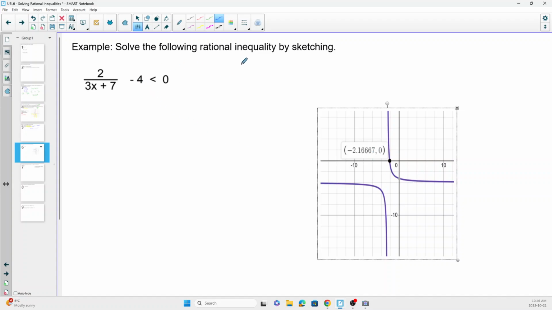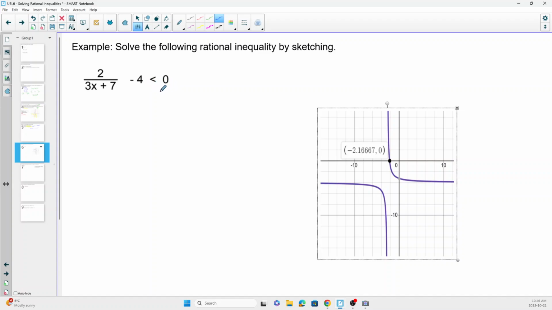Okay, so here we have solved the following rational inequality by sketching, and here is actually a sketch. So there might be times where we are sketching. Here we have 2 over 3x plus 7 minus 4. Now, in order to solve this, we need to combine these two things into a single rational function. We could add 4 to both sides, but then how would we know when exactly 2 over 3x plus 7 is going to be less than 4?